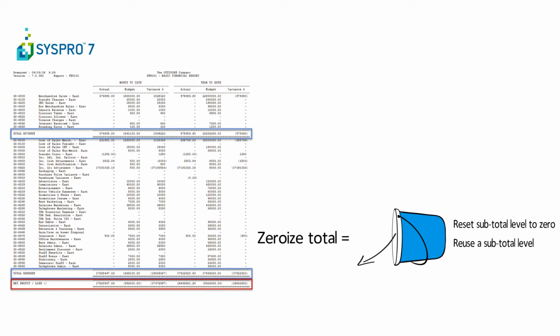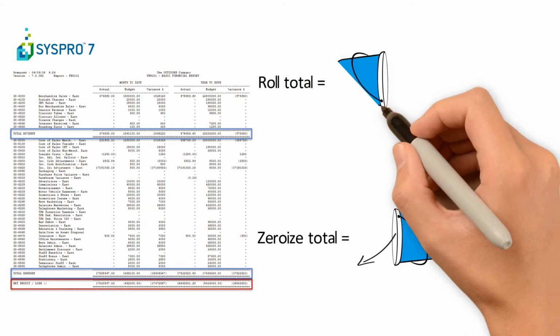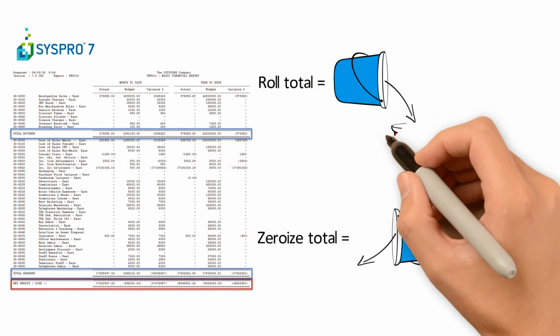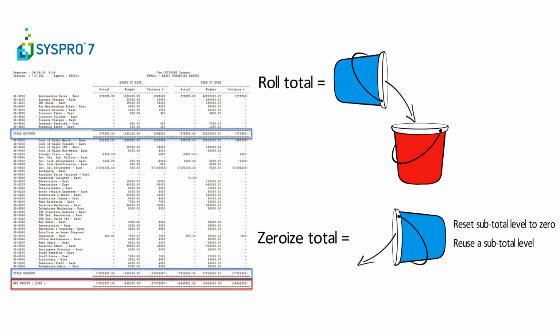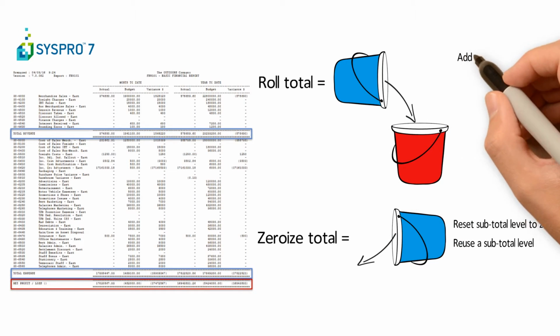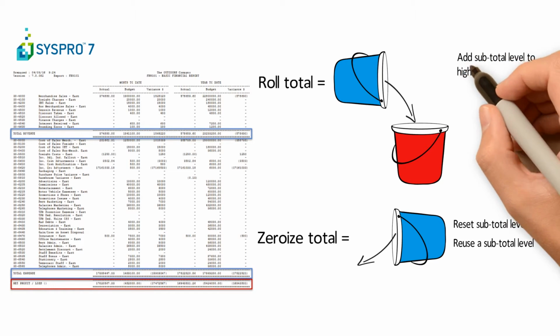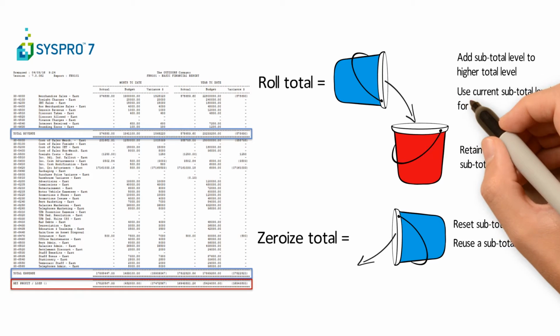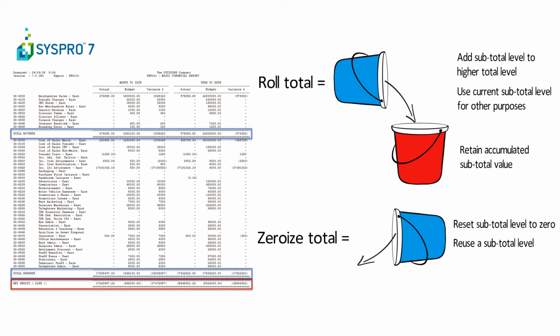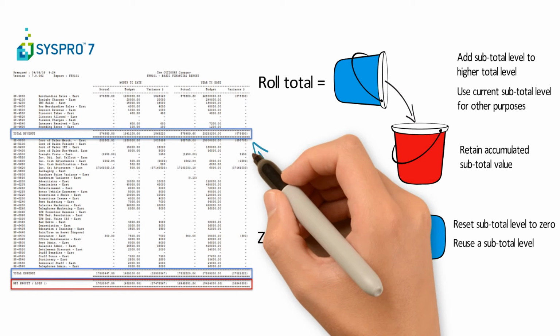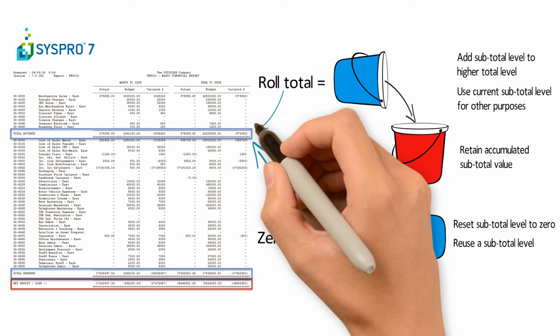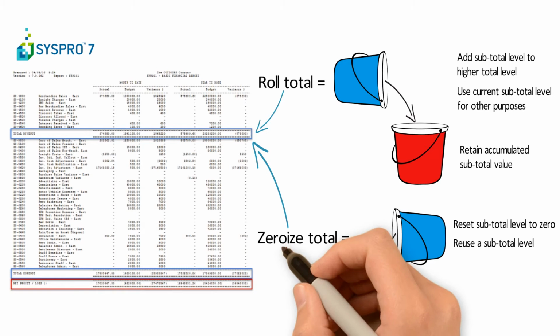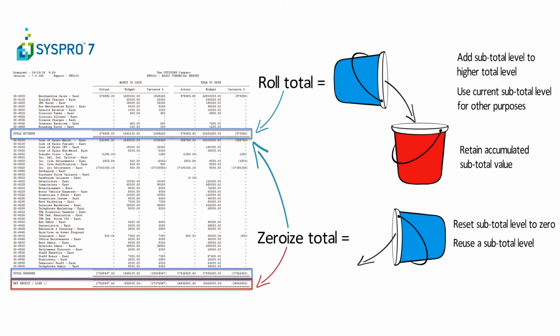The roll total option is like moving the contents of the blue bucket into the red bucket to retain the value you obtained, but also make the blue bucket available for accumulation again. You use this option to add the selected subtotal level to a higher total level, the final total, when you want to retain a subtotal which you had accumulated, but also want to use the current subtotal level for other purposes. Therefore, you use both the Zeroize total and roll total options to define subtotal or blue bucket lines on the report, and only the Zeroize total option for the total or red bucket line.